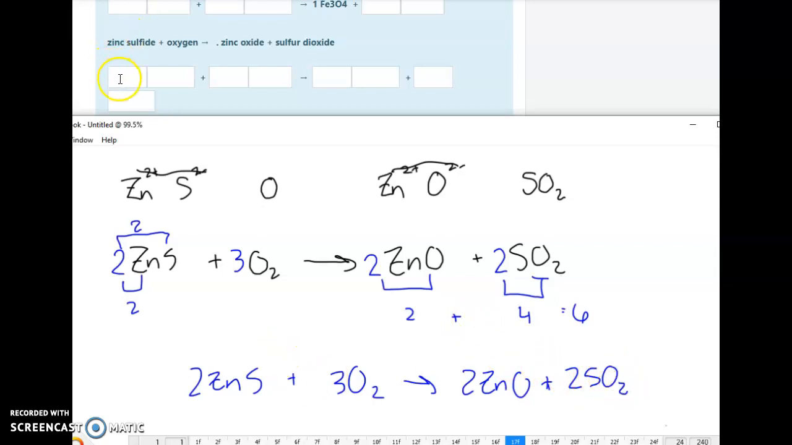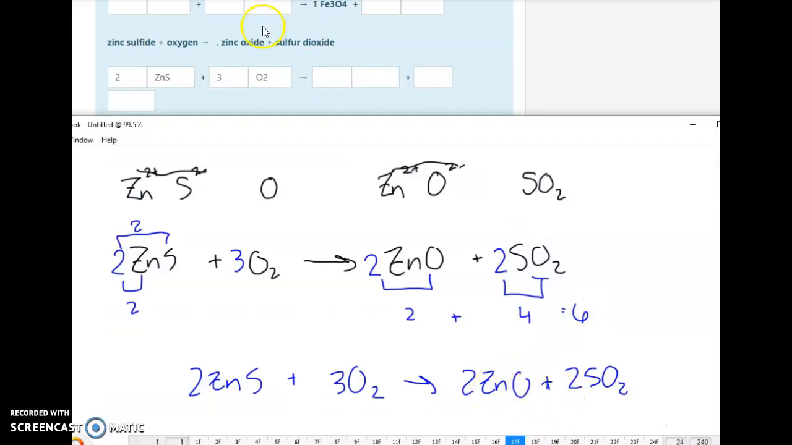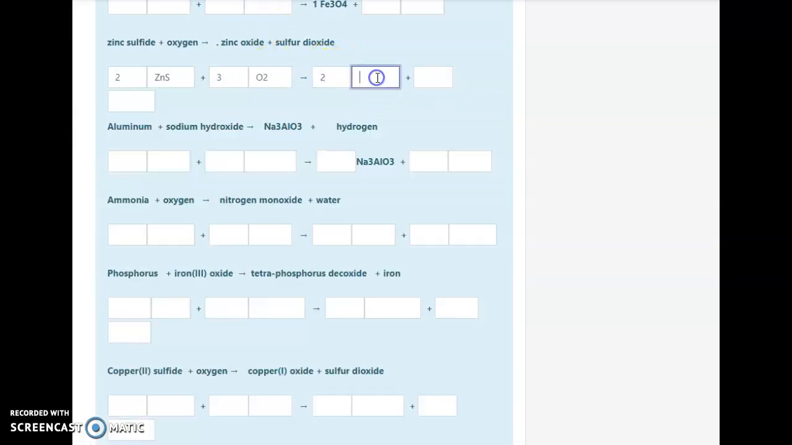And there you go. In the box, you're going to put the 2 ZnS, 3 O2s, 2 ZnO, and 2 SO2. And that should do it.